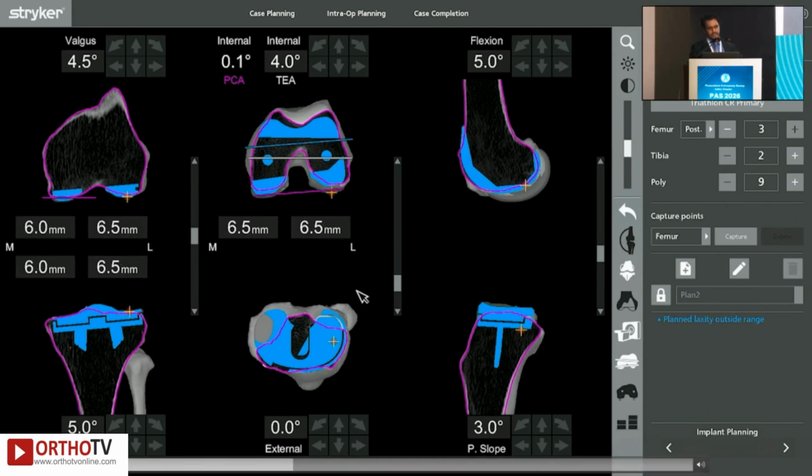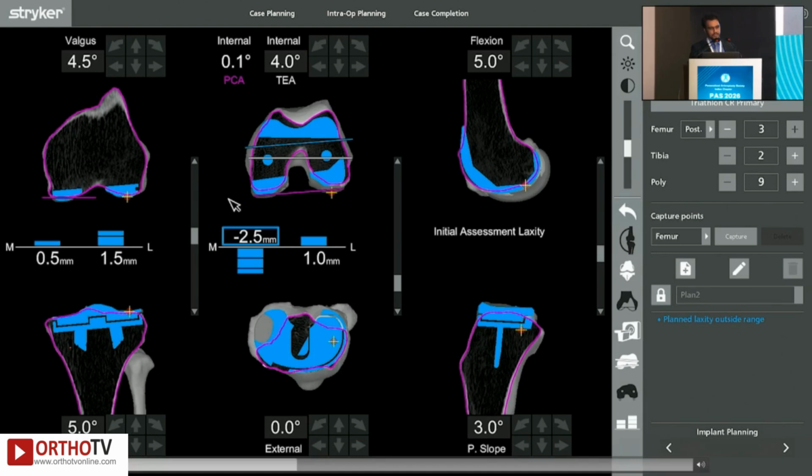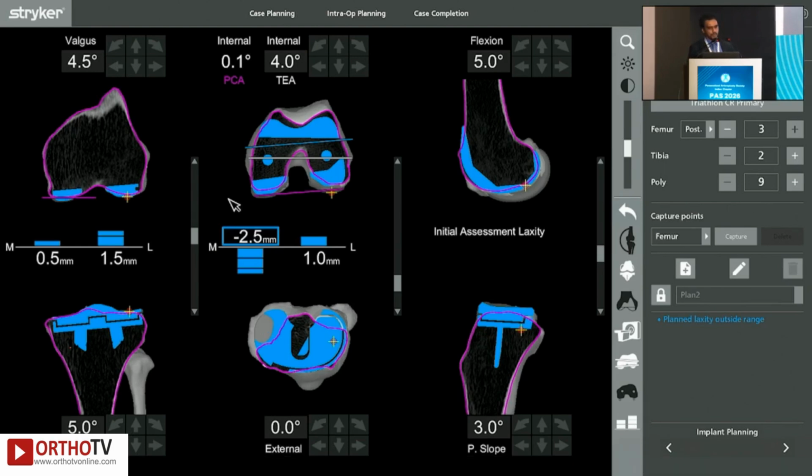So now the laxity patterns that I've captured are available for me on the planning screen. As you can see, I have 0.5 on extension. I'm a bit lax, I have 0.5 on the medial side, 1.5 on the lateral side. And on the flexion I have minus 2.5 and 1 on the lateral side. So again, it's very confusing where to start balancing it.